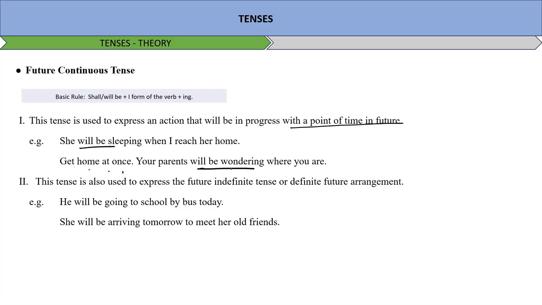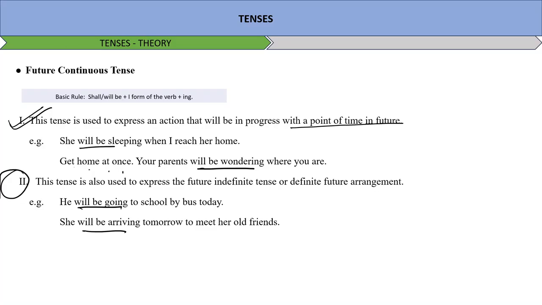This tense is also used to express, instead of the future indefinite tense, definite future arrangements. Like, he will be going to school by bus today. She will be arriving tomorrow to meet her old friends. Something which is going to happen next day or maybe someday in future, and that is going to take place for a continuous period of time. So in that case, we will go with future continuous tense.